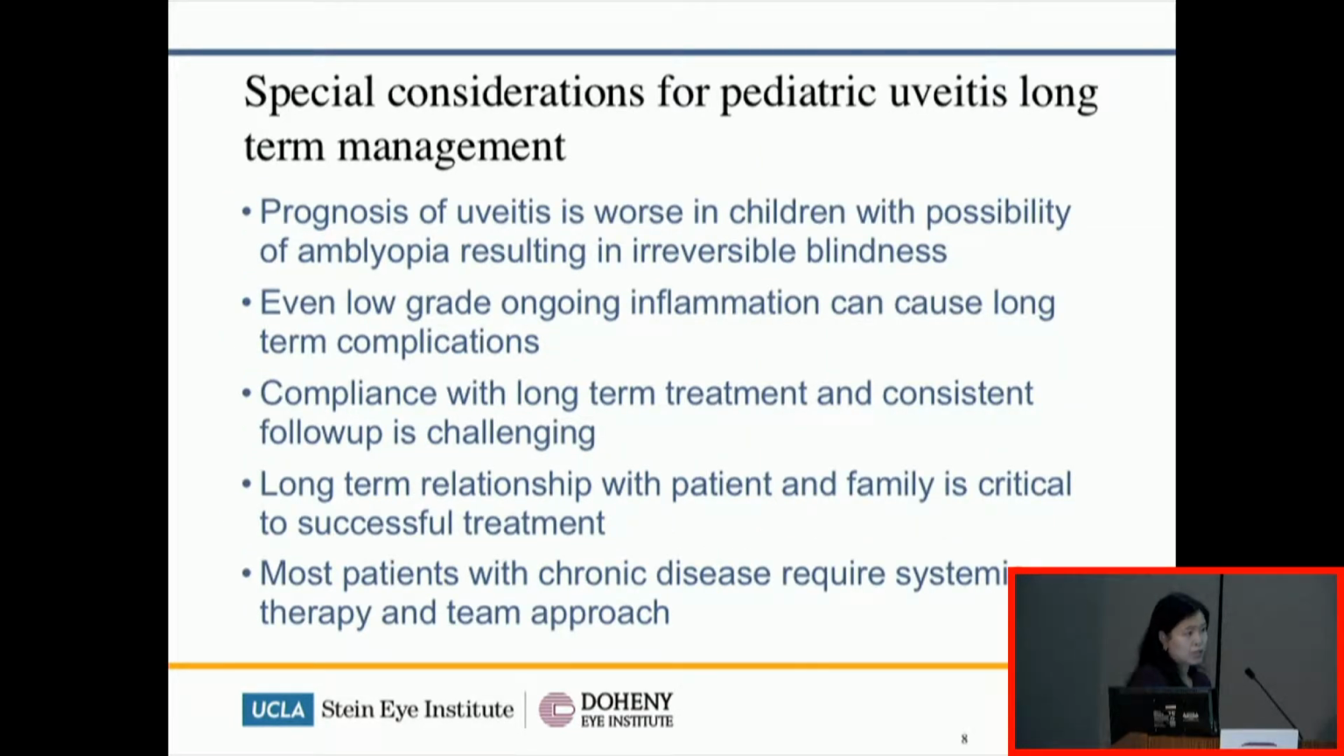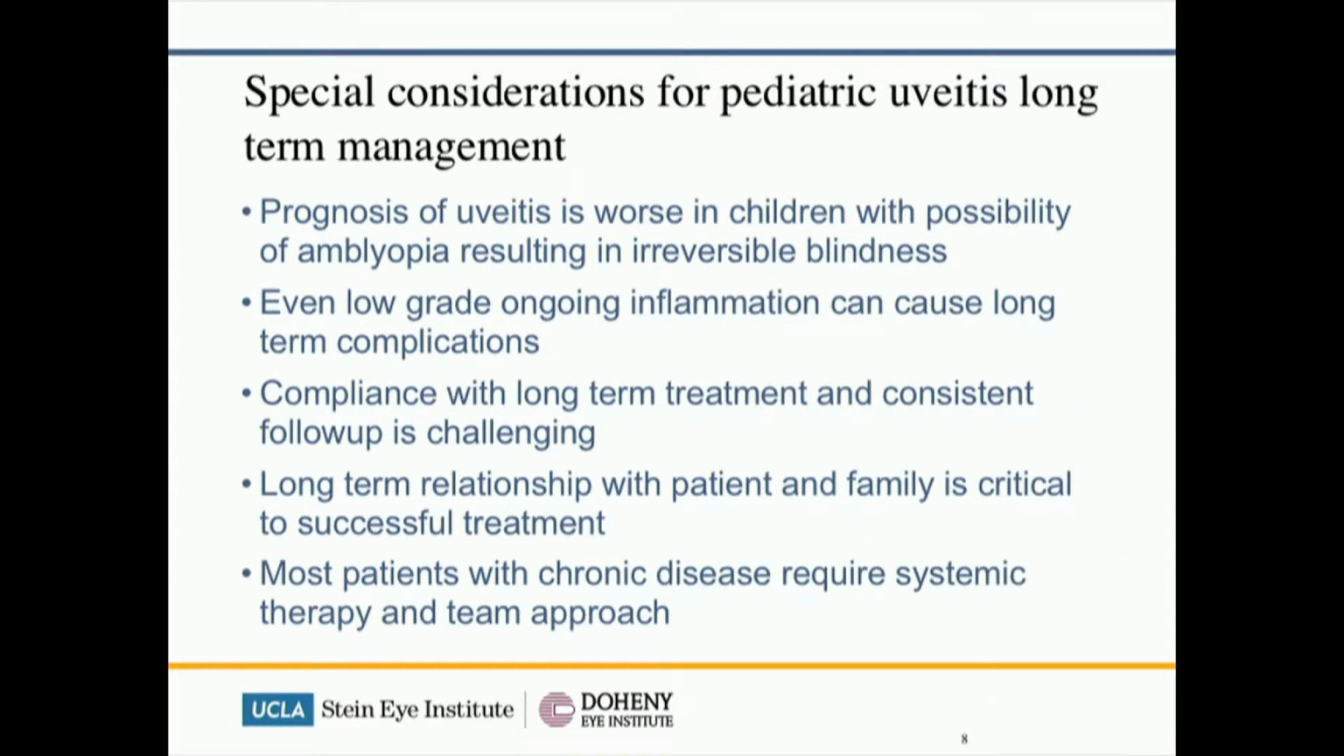So there are a lot of special considerations in this population compared to adults. I want to point out some of them for you today. So the prognosis is worse because of the possibility of amblyopia and irreversible blindness. Even low-grade, smoldering inflammation can lead to the complications that we were talking about. And most of these patients have chronic or recurrent disease, and so they require long-term treatment. And that means they need long-term follow-up.